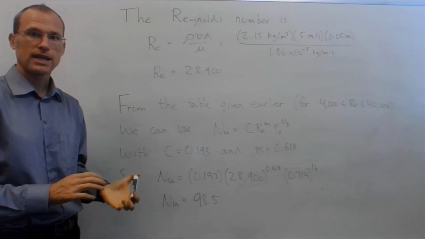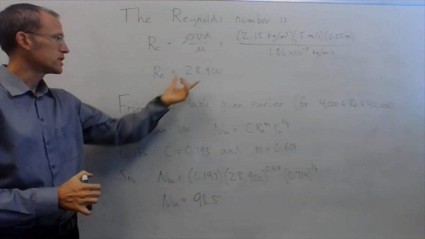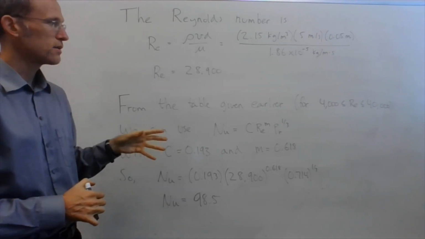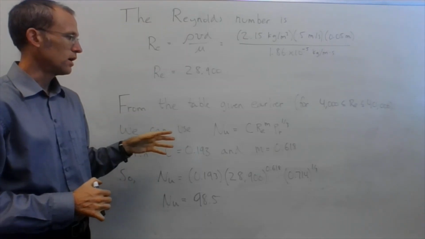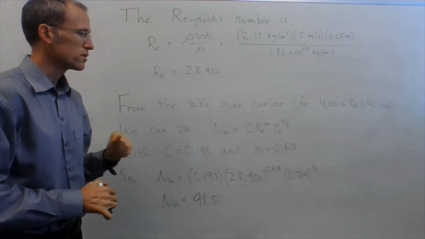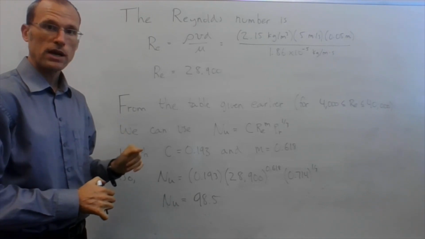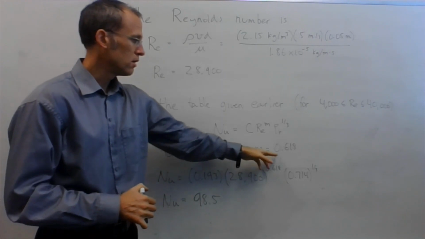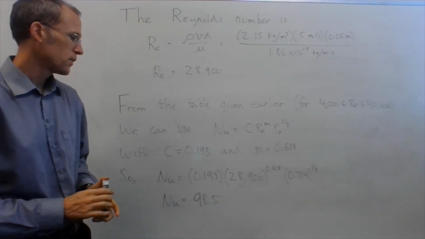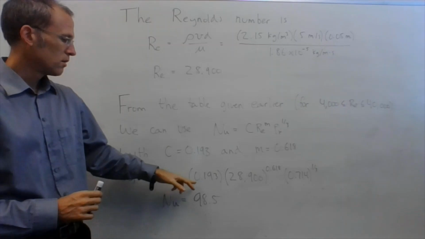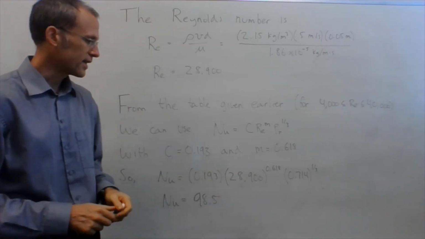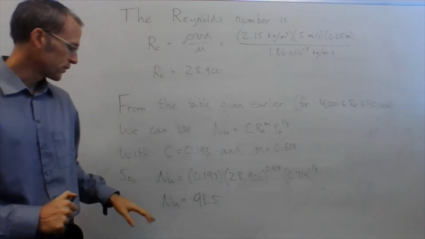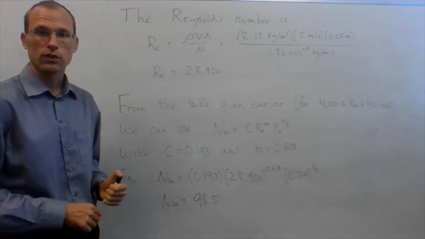So beginning of class, we saw that table that has certain values of Reynolds number. This guy is between 4,000 and 40,000. So on that table between 4,000 and 40,000, I can use this equation, C times Reynolds number to the n power, Prandtl number to the 1/3 power to find my Nusselt number. Values of C from the table, 0.193, n, 0.618 for this case. So plugging that in for Nusselt number, 0.193, my Reynolds number of 28,900 to this power, 0.618. Prandtl number we found before to the 1/3 power gives me a Nusselt number of 98.5.